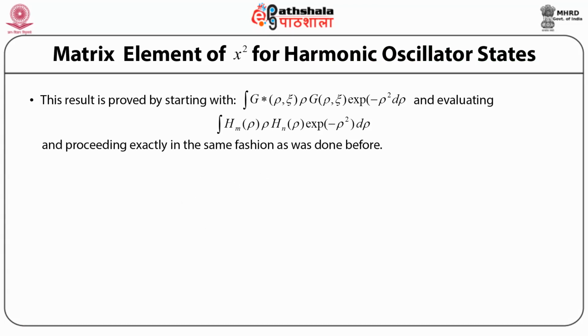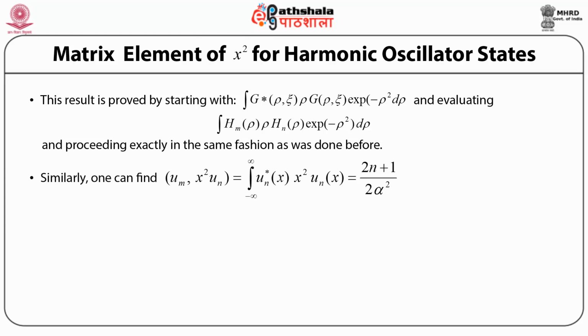This result is proved by starting with integral g star of rho xi into rho into g rho xi into exponential minus rho square into d rho and evaluating the integral Hm of rho into Hn of rho into exponential minus rho square d rho and proceeding exactly in the same fashion as was done before. Similarly, one can find um x square un is equal to integral going from minus infinity to infinity un star of x into x square into un of x is equal to 2n plus 1 by 2 alpha square.